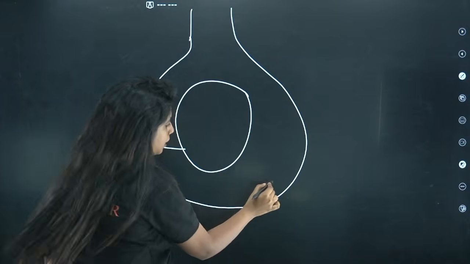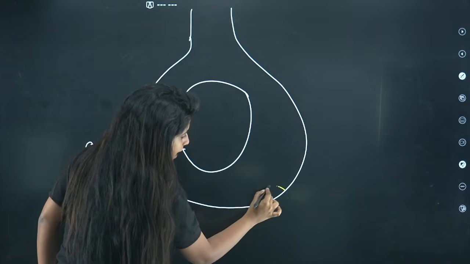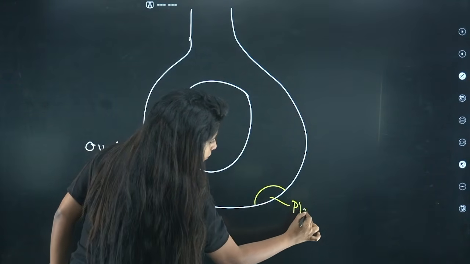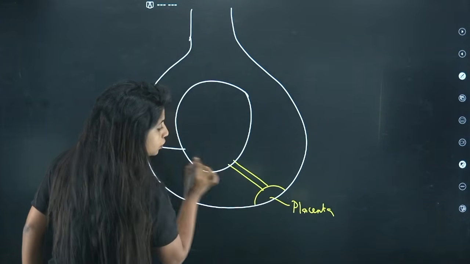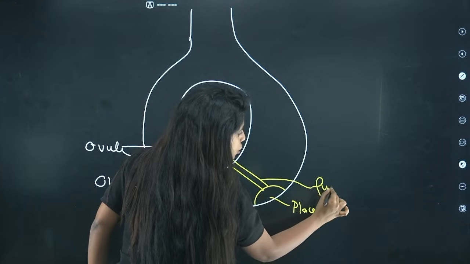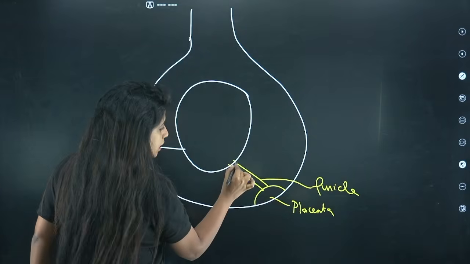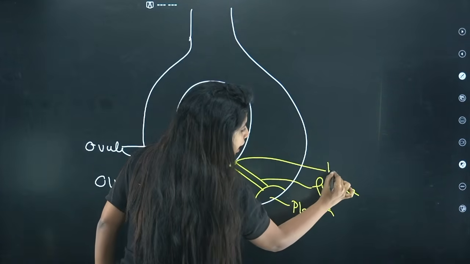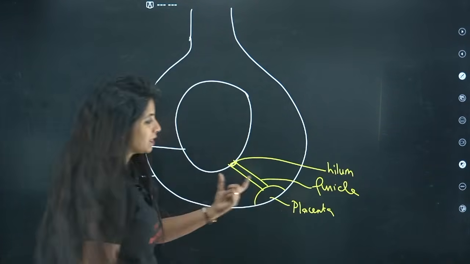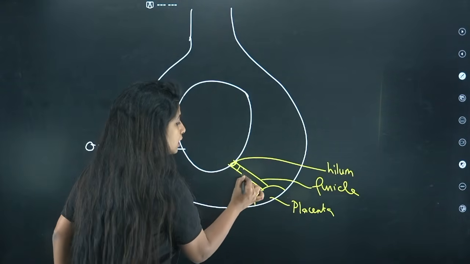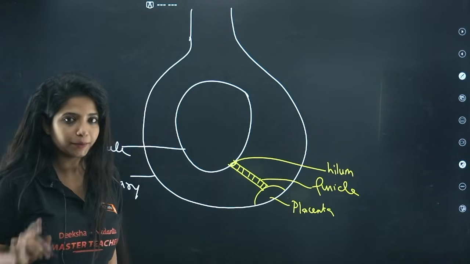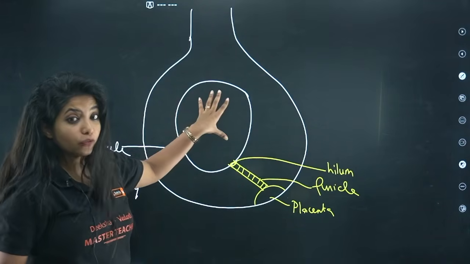Let's do that then. Okay, so over here I have the placenta, and the placenta is connected to the ovule with the help of a structure that is known as funicle. The point of attachment that you have is known as hilum. So placenta is there for nourishment of ovule, and the attachment thing is known as funicle, and the point of attachment is known as hilum. Done? Okay. This is your ovule, right?